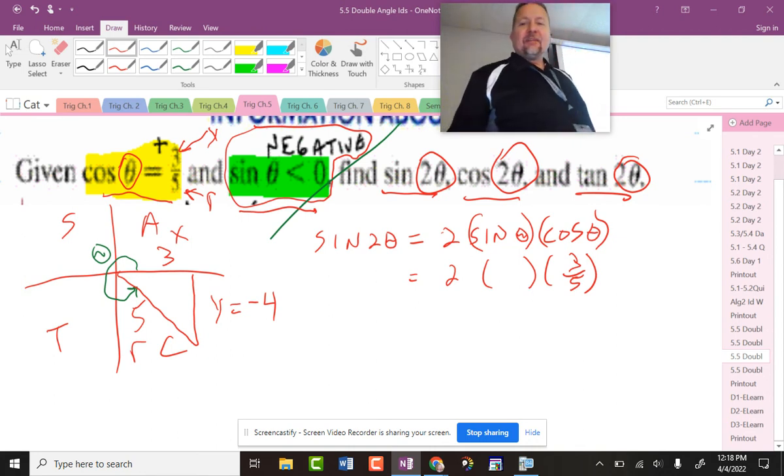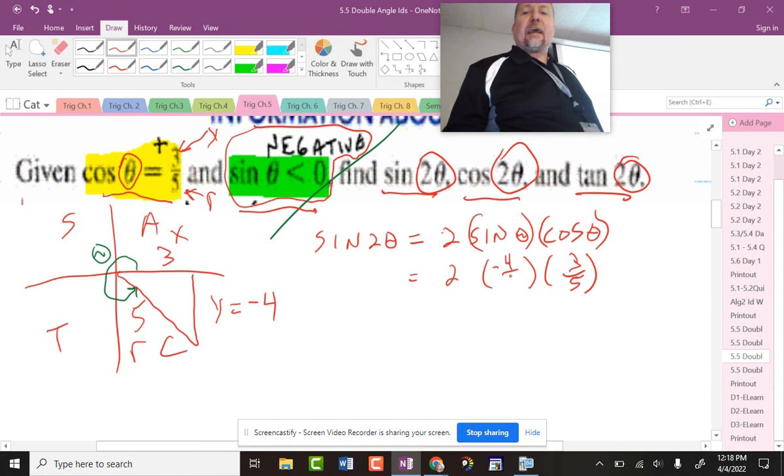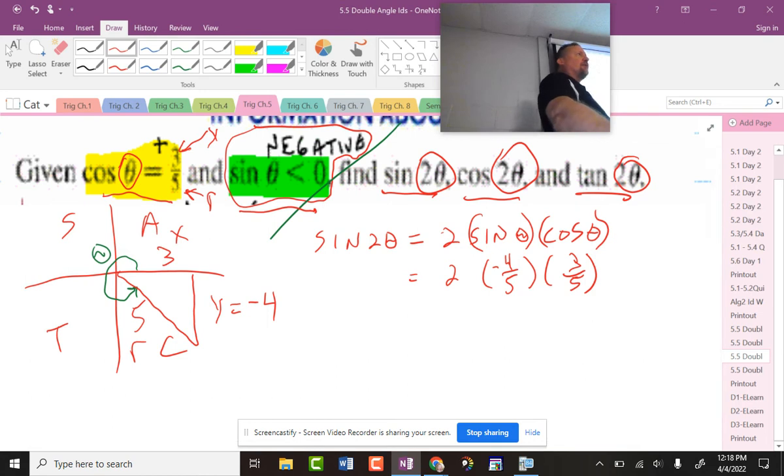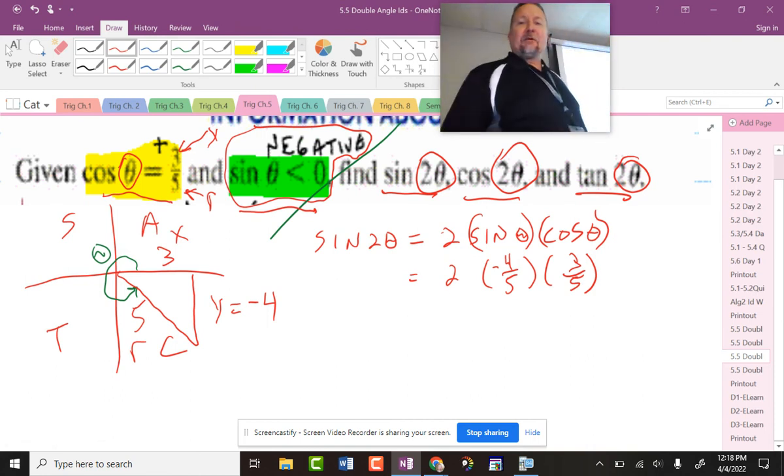Sine of theta is negative 4. And then notice how this is not like the questions we had in the past where you're not dealing with 30s, 45s, and 60s. This is just a different way of working with these other forms. We could have done questions like this in section 5.4. We decided not to. Yeah, and I'll just leave it at that. Okay, so here we go, Matt.